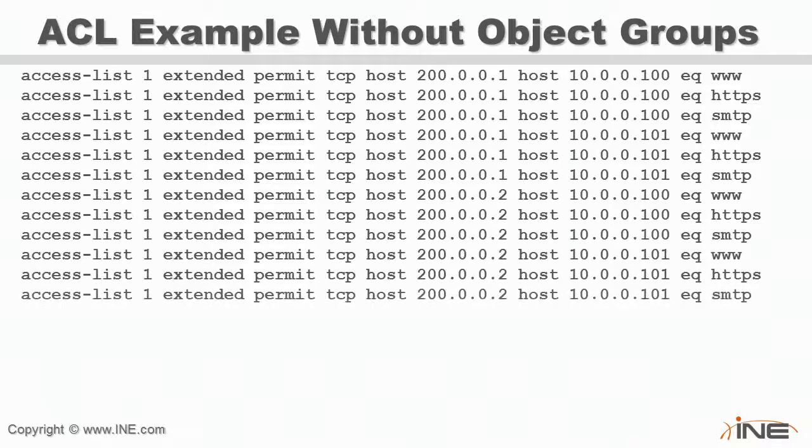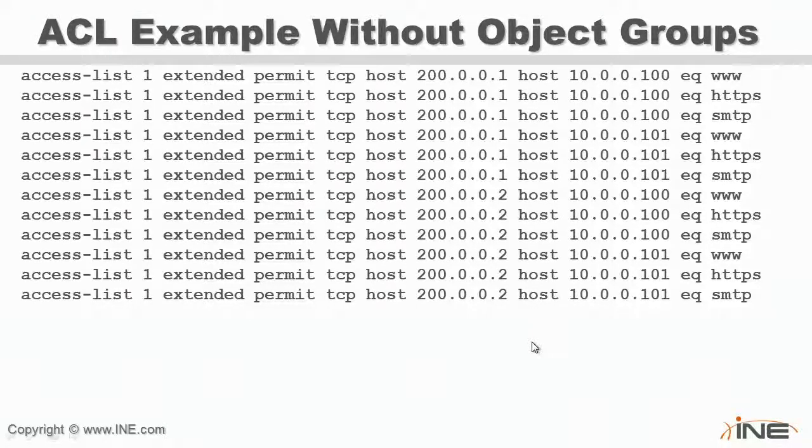So for example, if we were to have a long ACL that we're trying to allow specific services to our internal web servers. So let's say we want to allow clear text web browsing at port 80. We want SSL, which is port 443, and we want sendmail at port 25. And it's specifically from this host, 200.0.0.1, going to 10.0.0.100, going to 10.0.0.101, and then from an additional host.